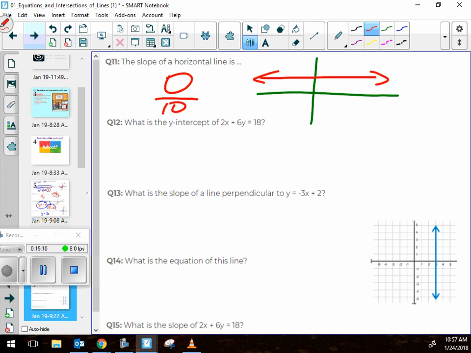You could say 0 over 10. Is that a thing? Yeah. 0 divided by 10 is just 0. It's not a problem. It's if you're dividing by 0 that would be a problem. Okay. What's the y-intercept of this? Here's the hint: solve it for y, and you'll know the y-intercept. Let's not, though. Let's just save time.